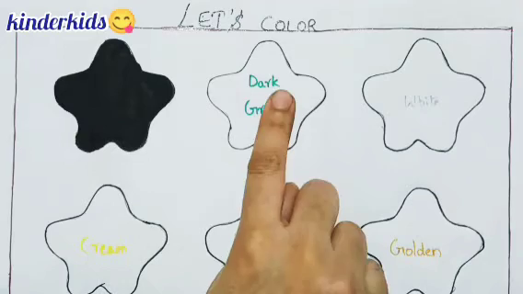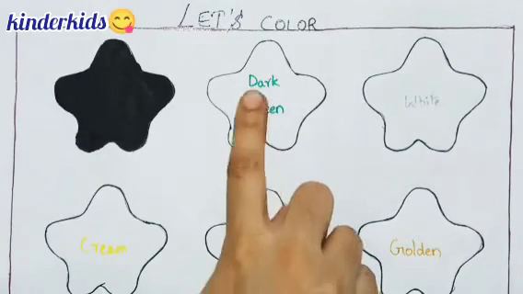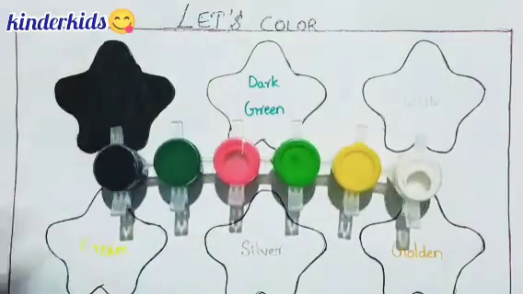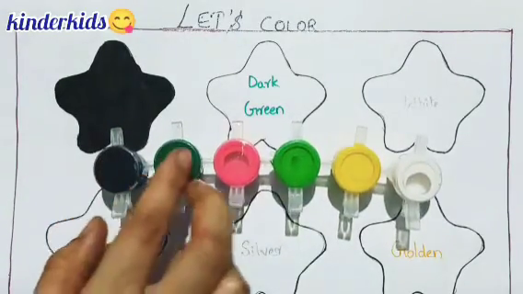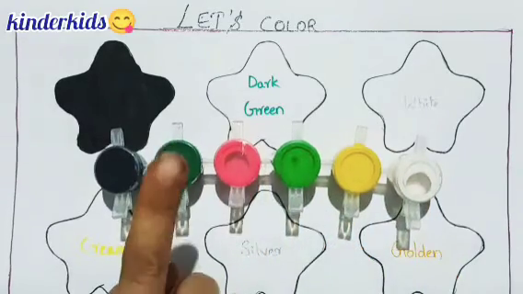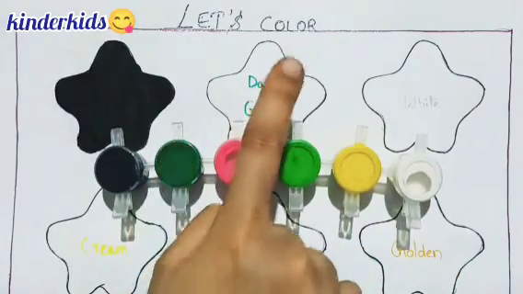Next, D-A-R-K, dark, G-R-E-E-N, green, dark green. Let's find out where is dark green color. Dark green color, where are you? Here I am, you can use me.